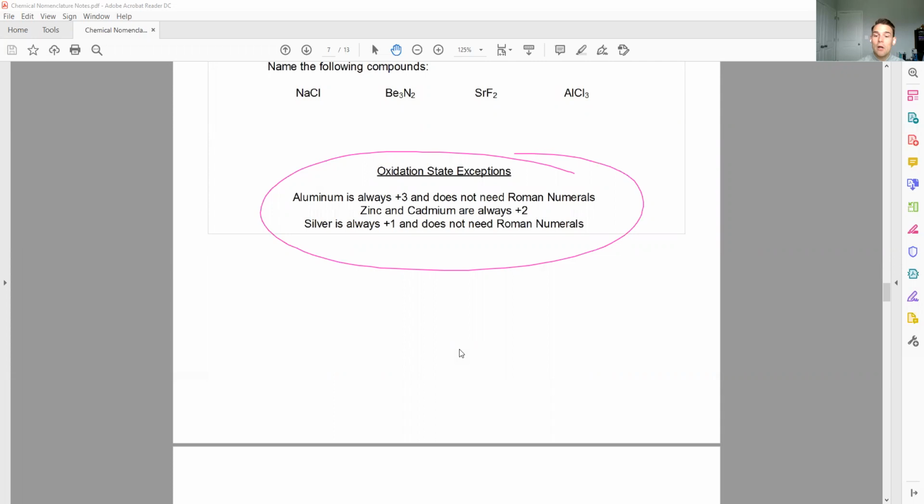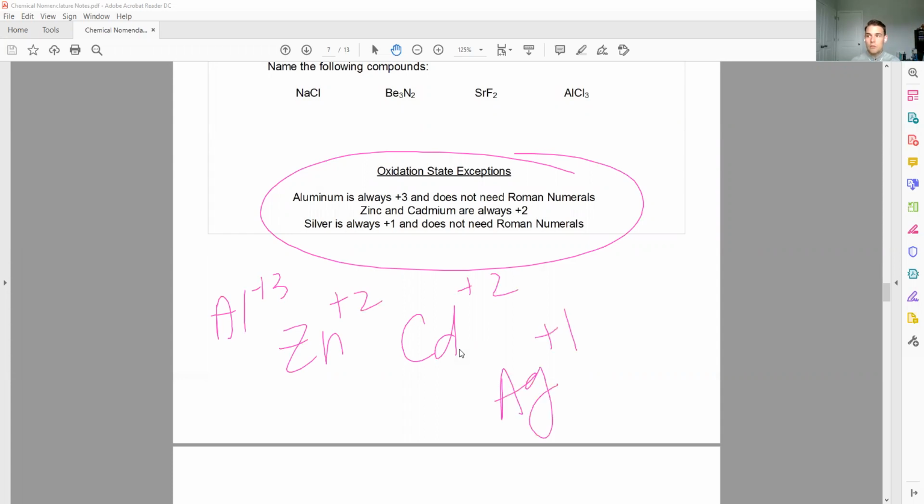Zinc and cadmium are always +2. Silver is always +1. This is important. Aluminum, always +3. Zinc and cadmium, always +2. Silver, always +1. So those are transition metals that break that rule, okay? Those are always the same thing. So we'll talk about those Roman numerals in a second, but keep that in mind.